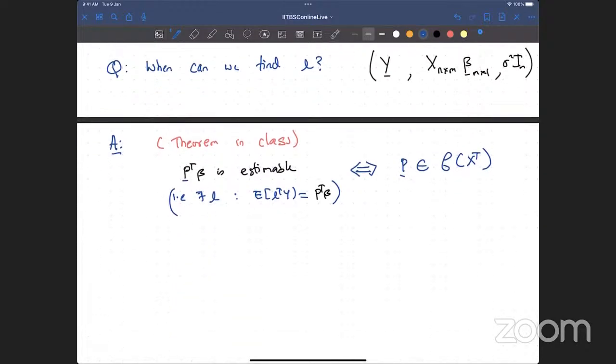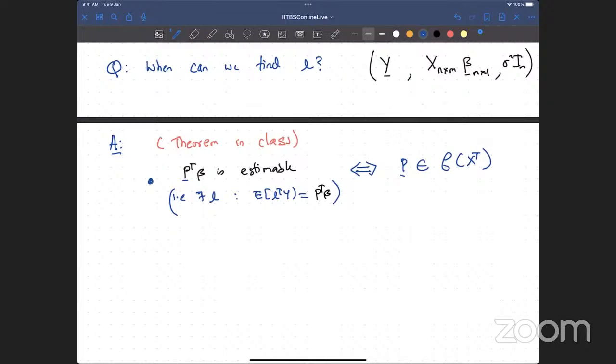So this is the answer I gave. If the vector P is in the column space of X transpose, then I can find an L for that. That's the proof I've given you in the notes. But instead of doing the proof, I gave you a teaser. Let's try to see how to get to the rank idea.